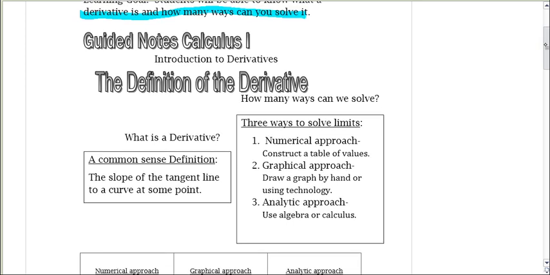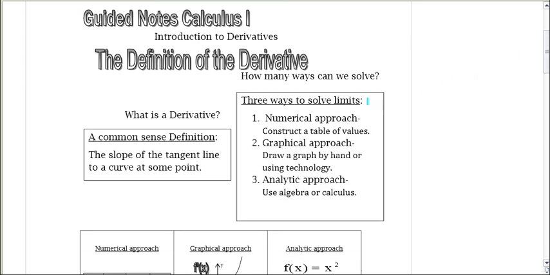Just like with limits, I want to go through a little intro. So if anyone asked you what a derivative was, the common sense definition is basically this. It's the slope of a tangent line to a curve at a point. So a slope of a tangent line to a curve at a point. Let me show you what I mean by that.